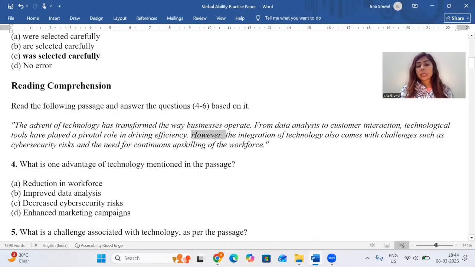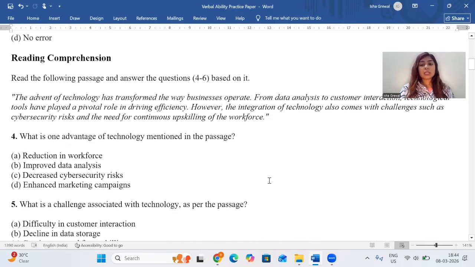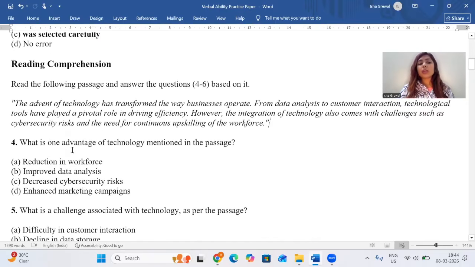However, now it is contradicting the statement. The integration of technology also comes with challenges such as cybersecurity risks and the need for continuous upskilling of the workforce. Although there are a lot of benefits of technology, the integration of technology also comes with challenges. There are various challenges also, like cybersecurity risks and the need for continuous upskilling of the workforce. So basically, it is talking about how technology has helped to grow businesses. So question number 1 says, what is one advantage of technology mentioned in the passage?